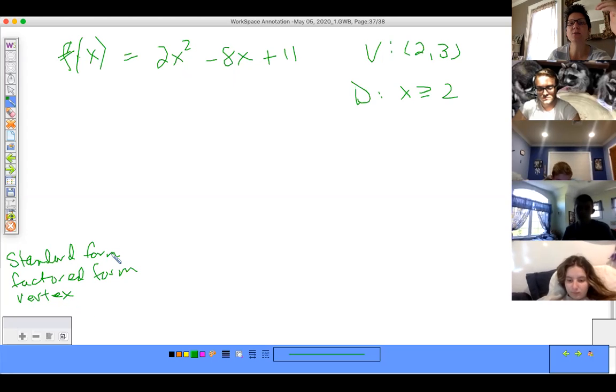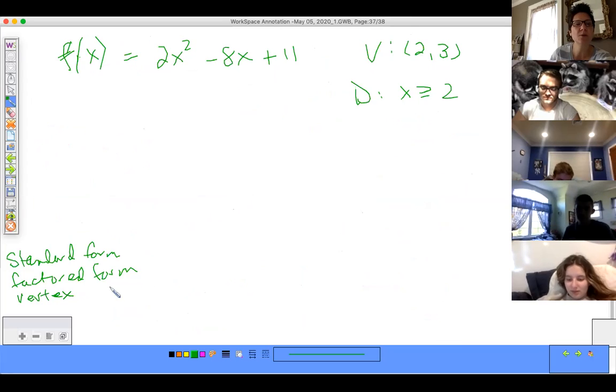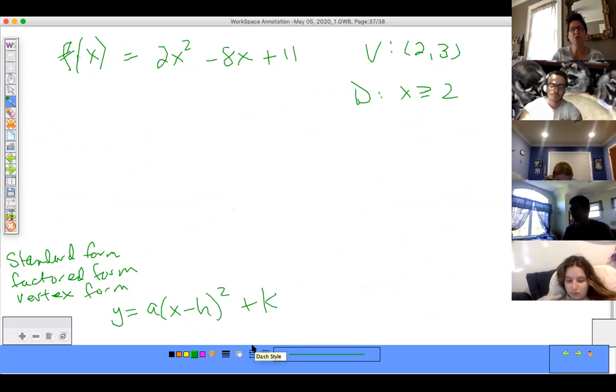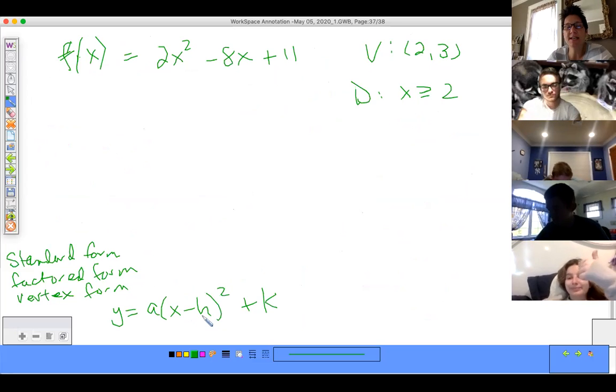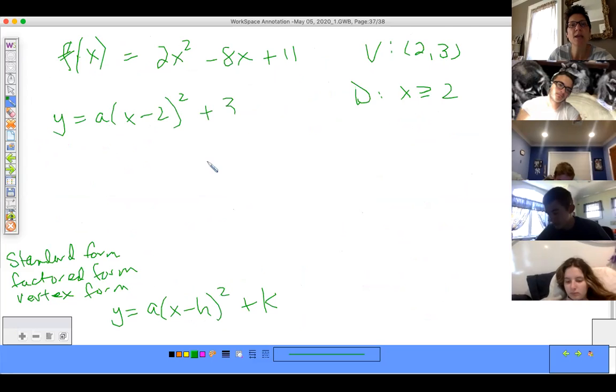Now, why would we like to use vertex form? Because we restricted the domain at the vertex. Vertex, good. All right, so if we want to do vertex form, if you remember, it's y is equal to a times x minus h squared plus k. Do you all remember that? Does that look familiar to all of you? All right. We know that h and k are going to be 2 and 3 respectively. So we have y is equal to a times x minus 2 squared plus 3. How am I going to get a?